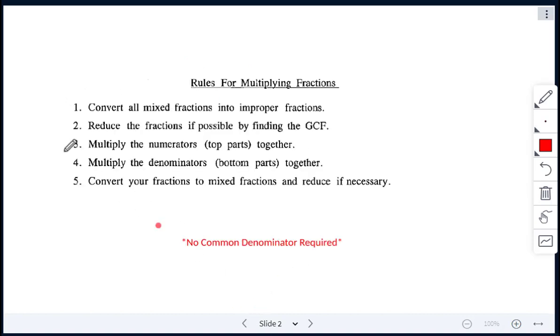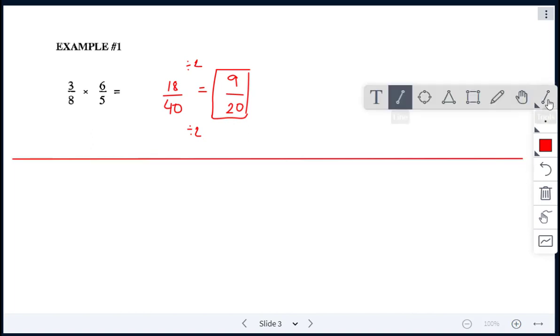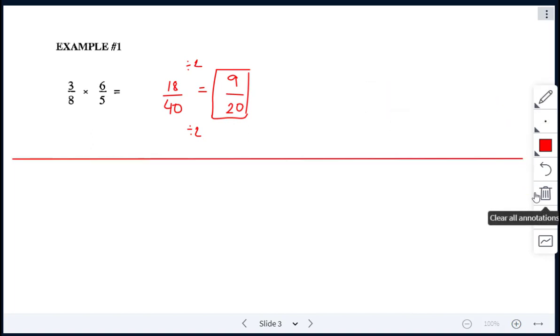So this rule here, rule number 2, it actually requires you to reduce before you multiply, all right, by finding the greatest common factors. So I'm going to show you that method next. So let's just show it here on the bottom. I'll just make a line across. It's the same question though. All right, so we have here 3 over 8, and we're multiplying it by 6 over 5.